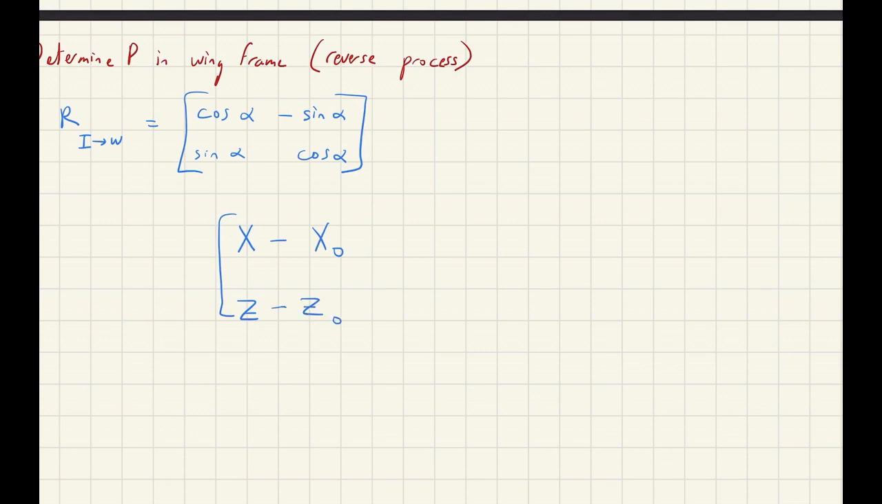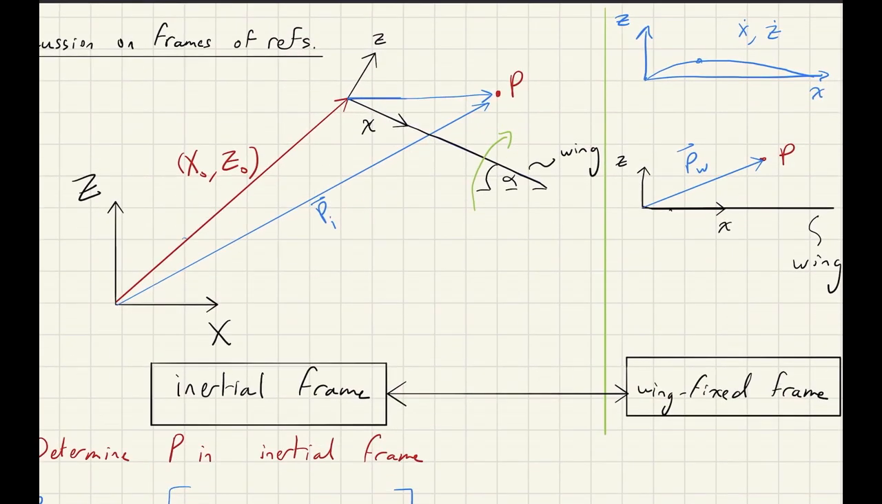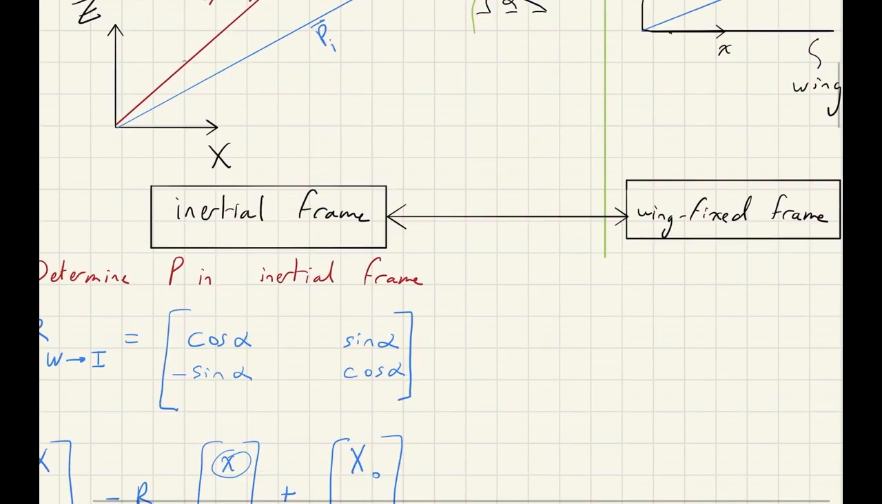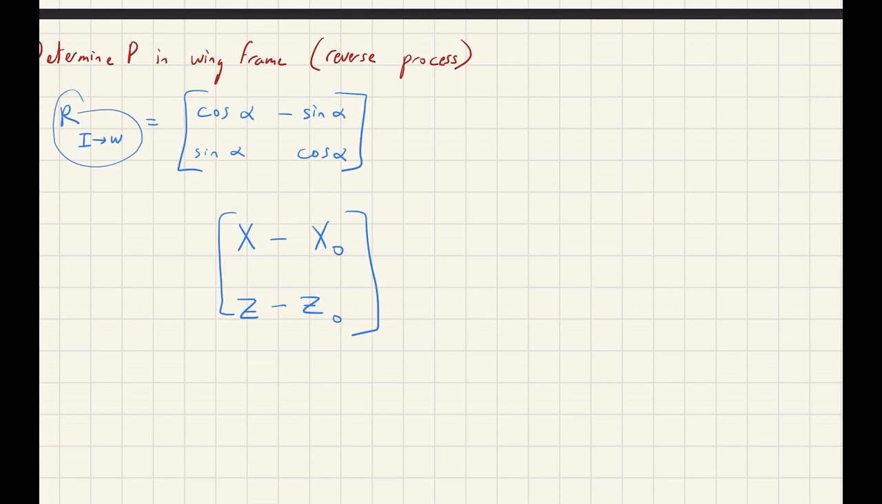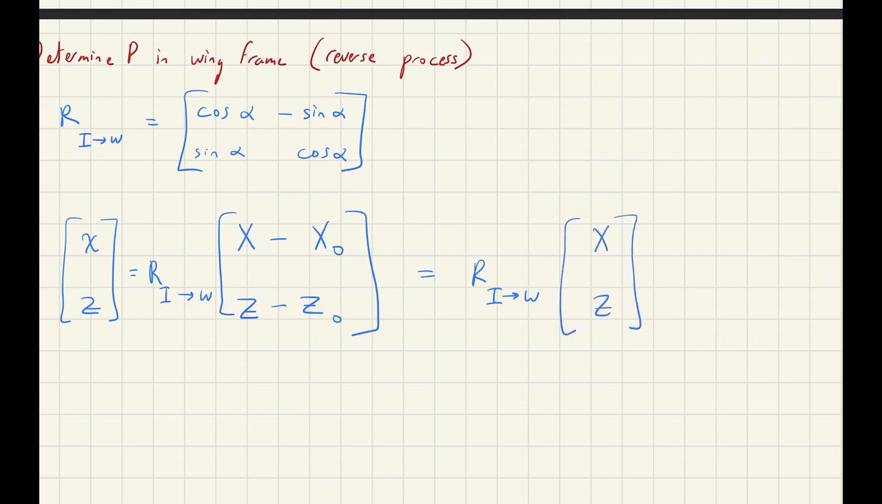which is done here. And then we are going to rotate this vector in the opposite direction by the same amount alpha. That's done by this rotation matrix. So we're going to multiply this vector by r from inertial to wing. And this will give you basically x and z in the wing fixed frame. All right, expanding this expression gives you this right here.